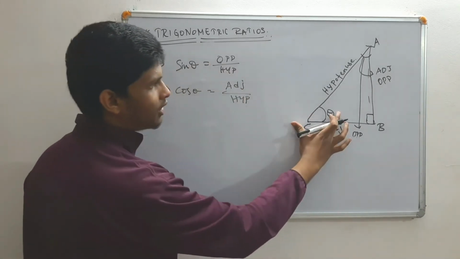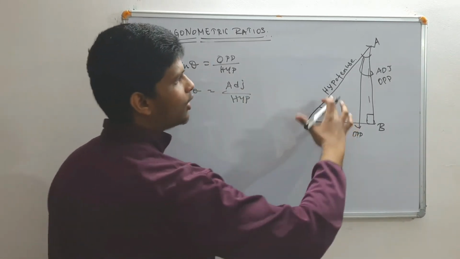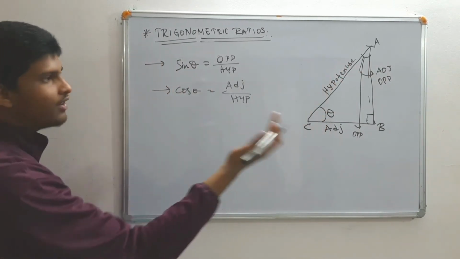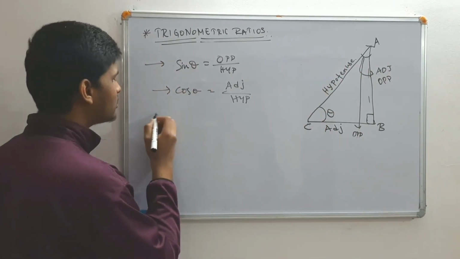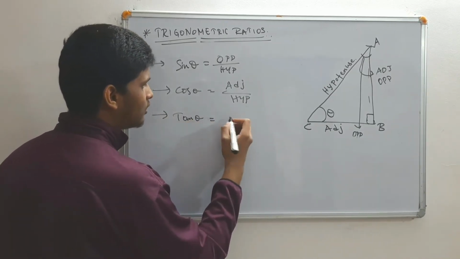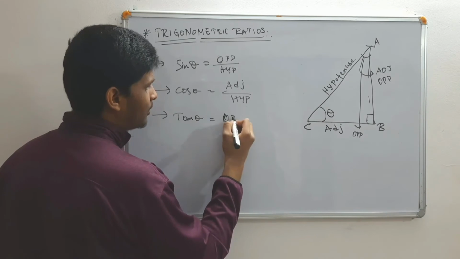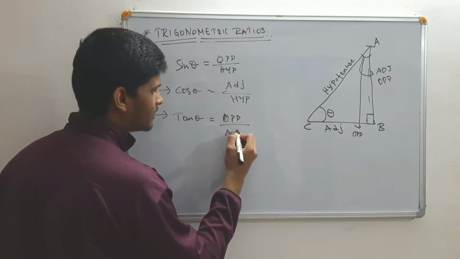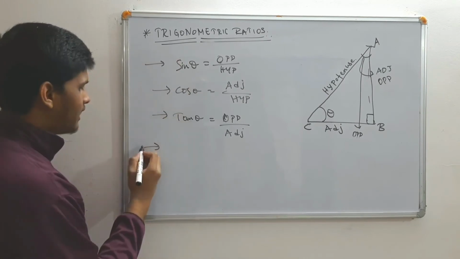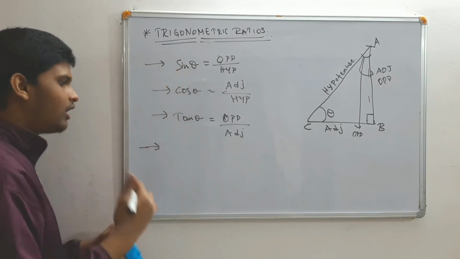Sin theta means, according to this angle theta, the length of the opposite side divided by the length of the hypotenuse. Similarly for cos, and then tan theta is equal to opposite side by adjacent side. Next, these 3 are the main ones, and the reciprocals of these 3 are the other 3.